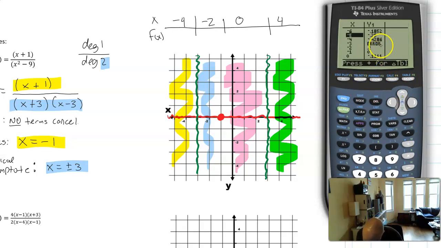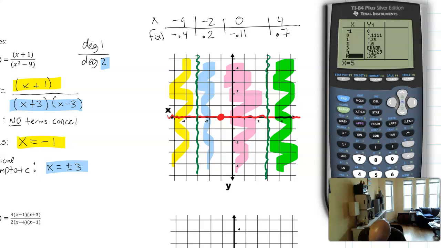So at -4, it looks like I have -0.4. Notice at -3, we have that error because that's the vertical asymptote. At -2, we have positive 0.2. At 0, we have -0.11, which is 1/9, by the way. You can look at that just from plugging in 0. And at 4, if we scroll down, we can see the asymptote again, and then at 4 we have about 0.7.